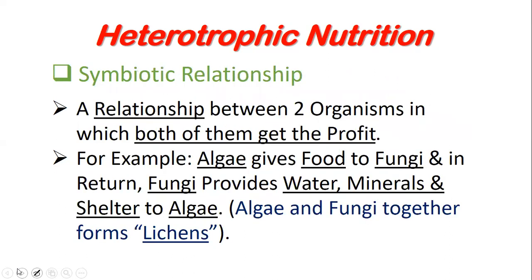Symbiotic relationship, point number 2. A relationship between two organisms in which both of them get the profit. For example, algae give food to fungi, and in return, fungi provide water, minerals, and shelter to algae. Algae and fungi together form lichens. So this is known as lichens.